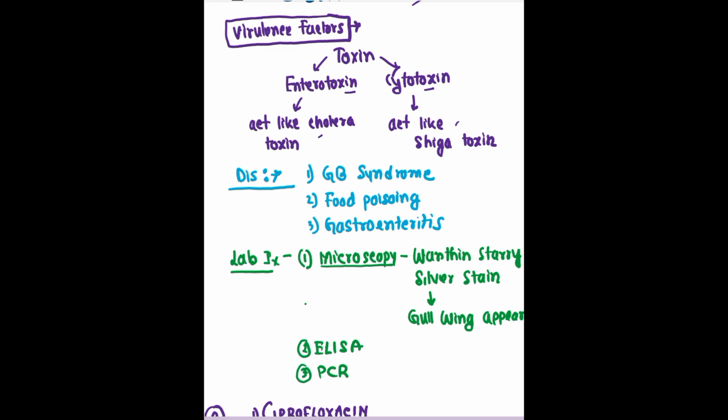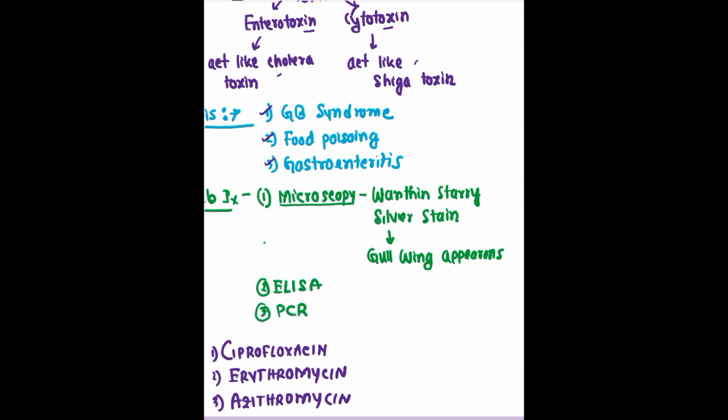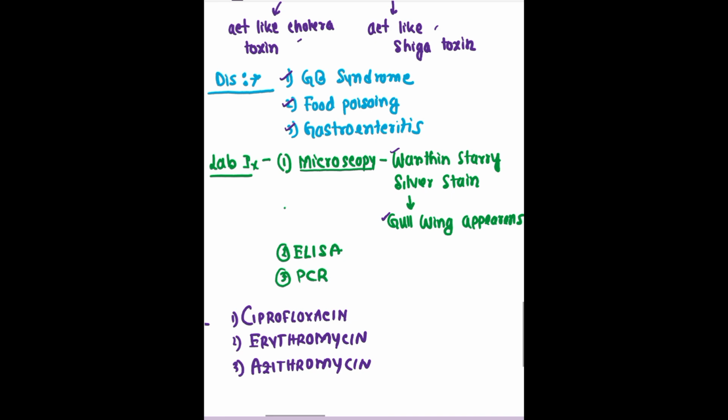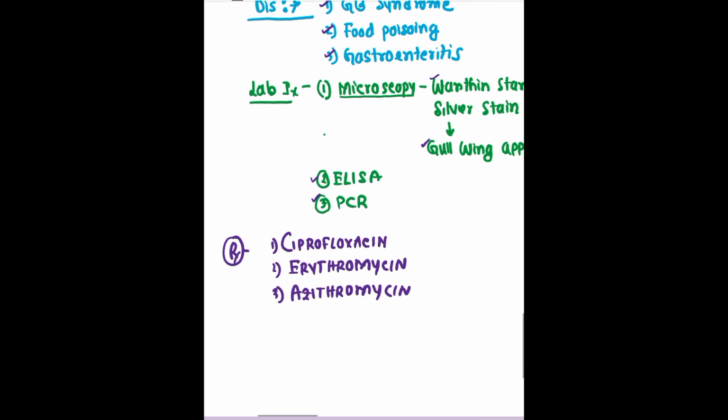The diseases produced by Campylobacter jejuni are Guillain-Barré syndrome, food poisoning, and gastroenteritis. Laboratory investigation: on microscopy, if we do Gram stain or silver stain, it looks like a gull-wing appearance, and rather than microscopy, we can determine the toxin gene with the help of ELISA and PCR tests. The treatment of Campylobacter jejuni is ciprofloxacin, azithromycin, and erythromycin.